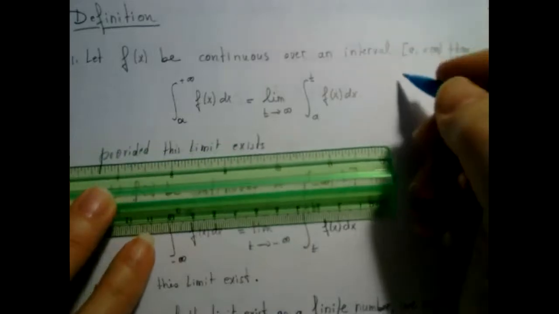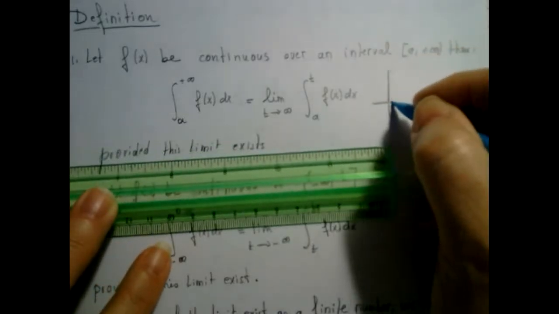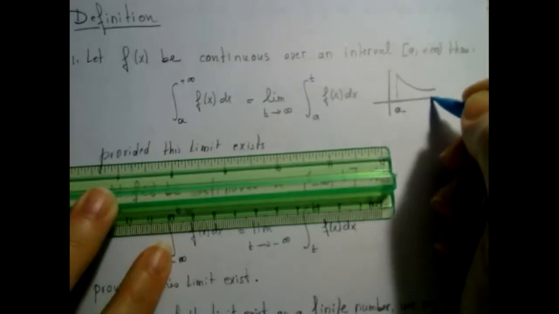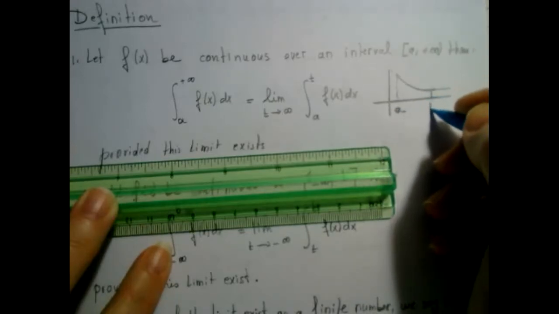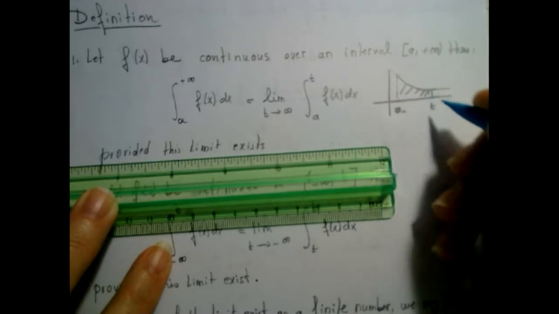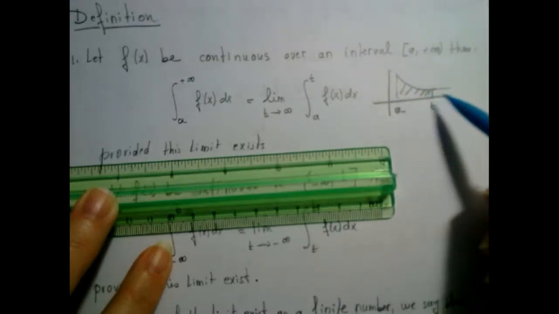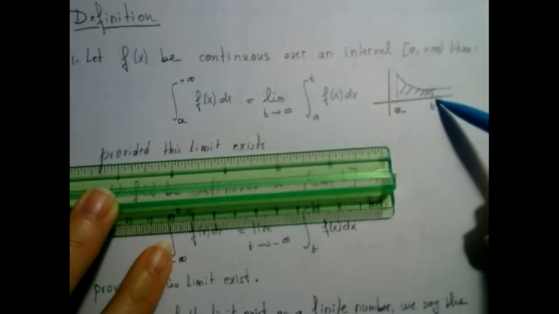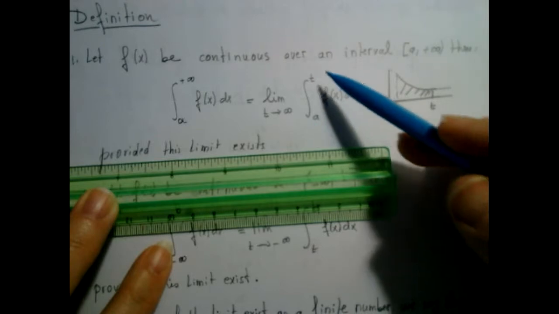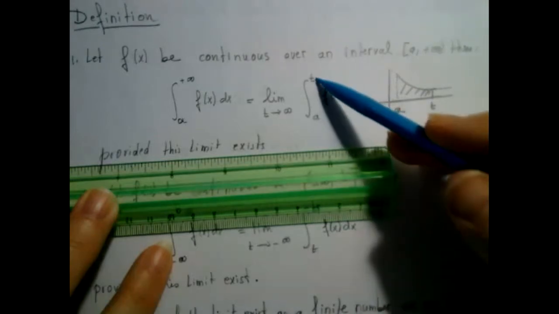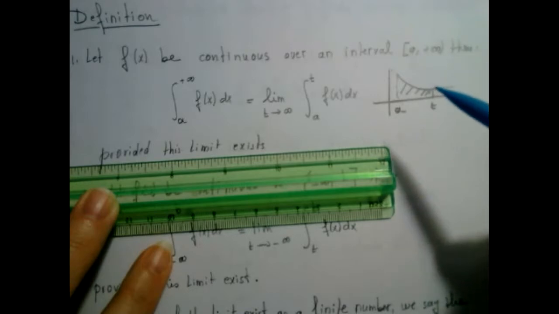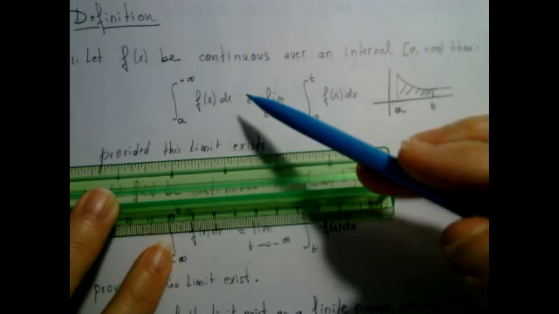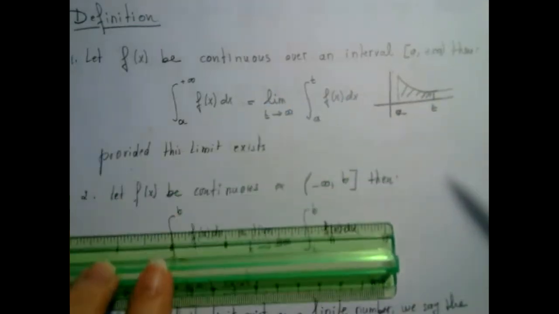So to help you with the picture, that's really my picture right here. That's my function. This is my a. It could be negative. This is my t. We evaluate the integral up to t. We find a formula for the area, and then we let t go to infinity. So it's the limit as t goes to infinity of the integral from a to t of f of x dx. We don't use the same variable. We use x here and t here so we don't get confused. Provided this limit exists, because this limit could be plus infinity or it doesn't exist. So we define it to be the limit provided this limit exists.